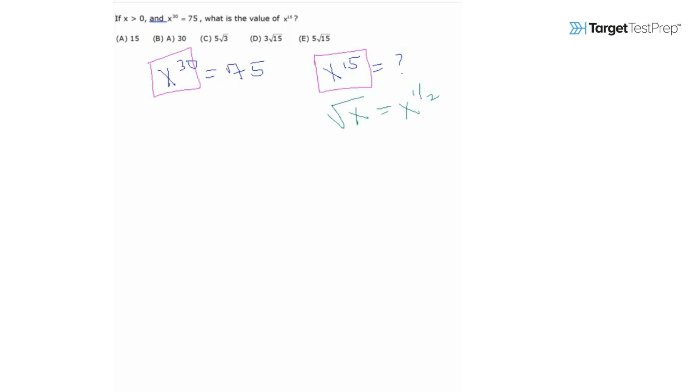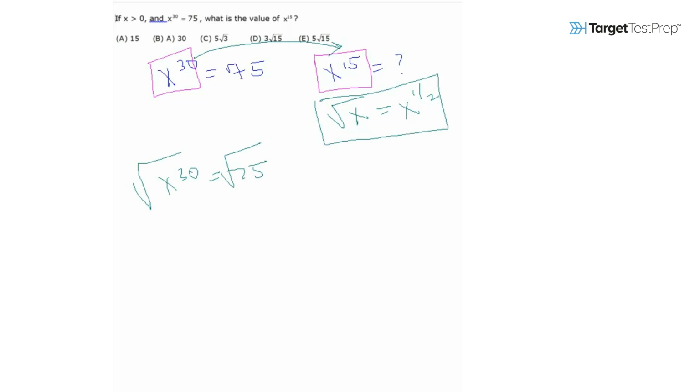So we have to ask ourselves the question, how do we get from x to the 30 to x to the 15th? Well, because the square root of x is equal to x to the 1/2, what that means is we do that by taking the square root of both sides, right? Because when we take the square root of x, we're saying cut the exponent down by 1/2 or multiply it by 1/2. So what we'll do here is we'll say we have x to the 30 is equal to 75, and we can take the square root of the left and the square root of the right.